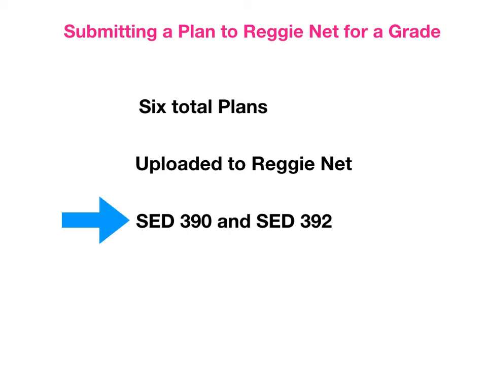Submitted plans will alternate between SED 390 and 392. Plans 1, 3, and 5 are submitted in SED 390, and plans 2, 4, and 6 will be submitted in SED 392. Your supervisor will grade your instructional plans and return feedback and your rubric to you within 1 week. We ask that you review this feedback and make adjustments to your subsequent plans.